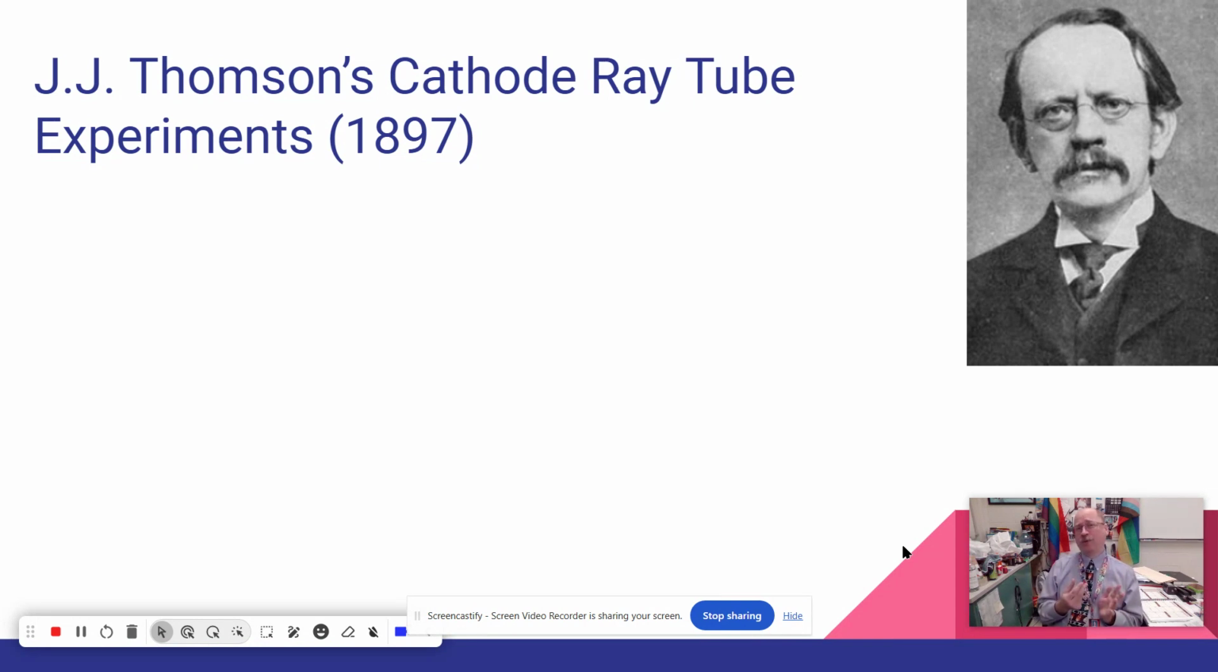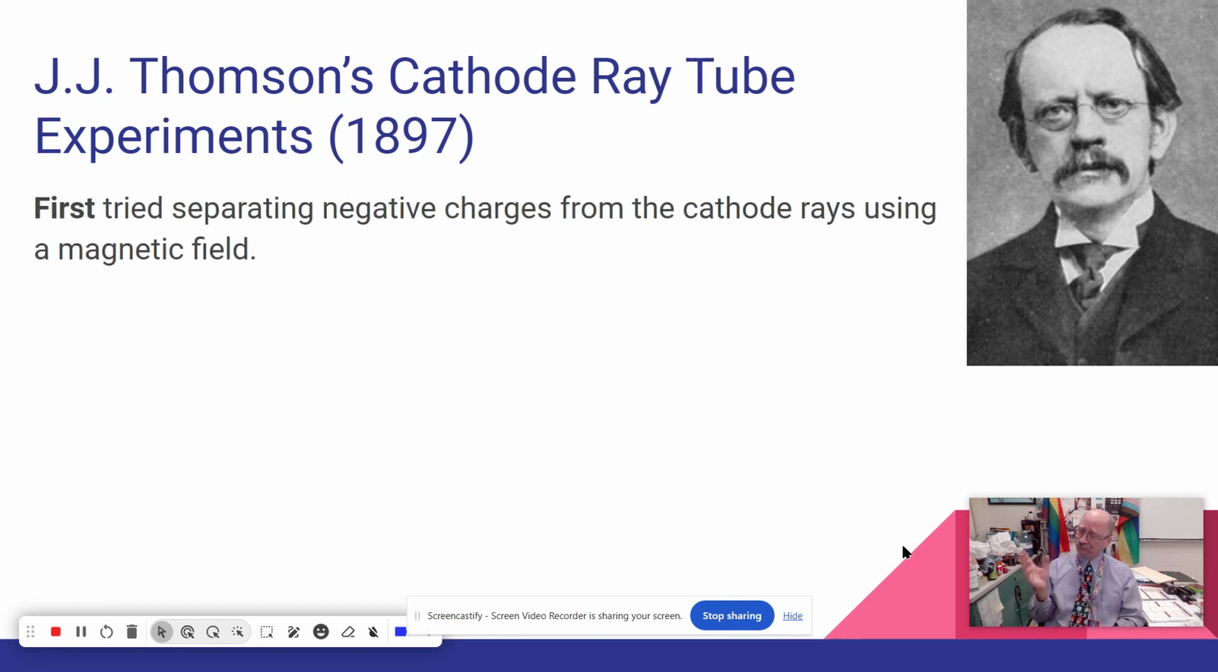The first two, to be quite honest, aren't as important to us because he doesn't really get conclusive information or results out of it. But it's what leads to the third one. So the first thing he does is he tries to use magnets to separate the negative charges out of the cathode rays. Well, you just saw that guy in the video using a magnet to bend the path of the cathode rays.